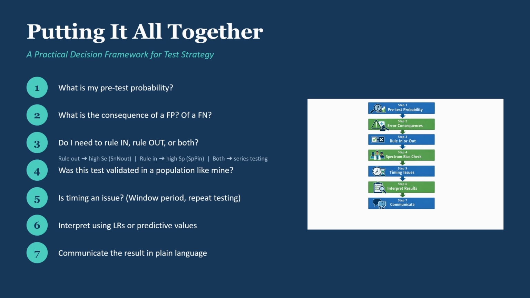Step 3, decide what you need. Rule out, reach for a sensitive test. Rule in, reach for a specific test. Need both? Use series testing with a sensitive screener followed by a specific confirmatory test.